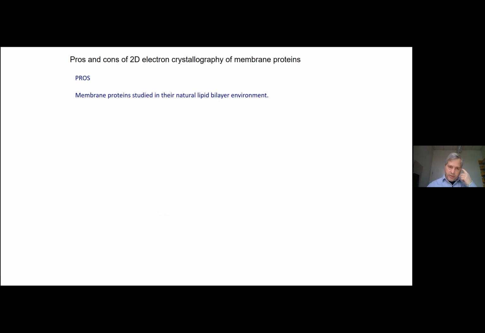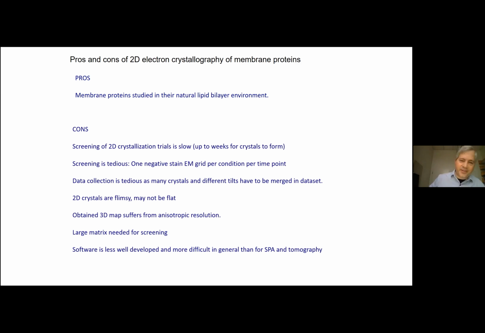So in a nutshell, the pros and cons of 2D electron crystallography of membrane proteins versus, I guess, other techniques. The number one pro I think that's still true is they're studied in their natural lipid environment. They're not solubilized anymore. They are still in a lipid bilayer, so there should be no worry that there's anything distorted that way. But I think it has a lot of cons.